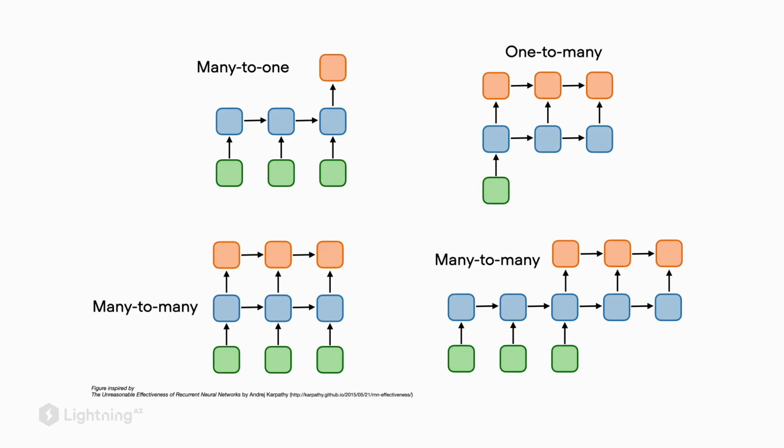Now, we briefly mentioned that there are these different types of tasks: the many-to-one approach, the one-to-many approach, and the two different types of many-to-many approaches. So how do these different approaches differ, and when do we use which?